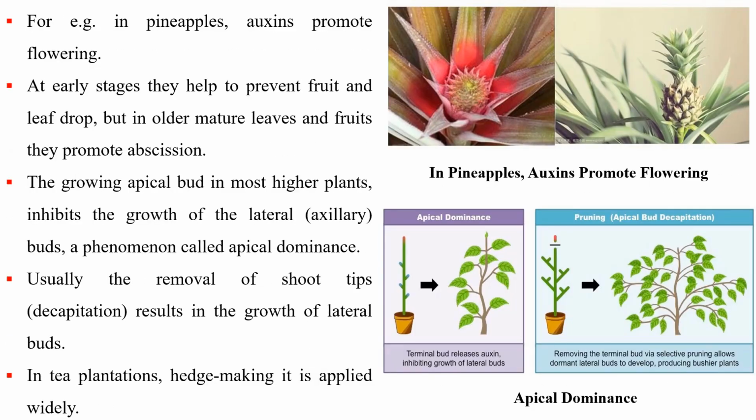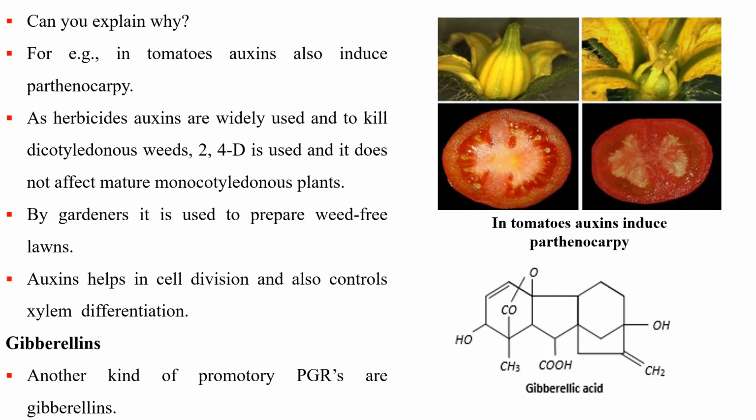For example, in pineapples, auxins promote flowering. At early stages, they help to prevent fruit and leaf drop, but in older mature leaves and fruits, they promote abscission. The growing apical bud in most higher plants inhibits the growth of the lateral buds, a phenomenon called apical dominance. Usually, the removal of the shoot tips results in the growth of lateral buds. In tea plantations and hedge making, it is applied widely. Can you explain why? For example, in tomatoes, auxins also induce parthenocarpy.